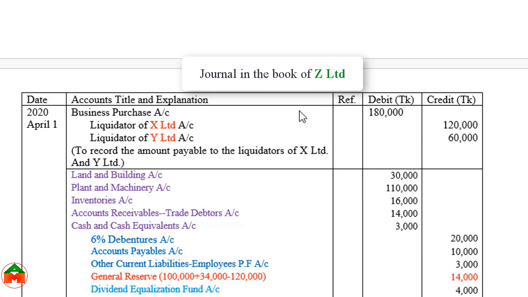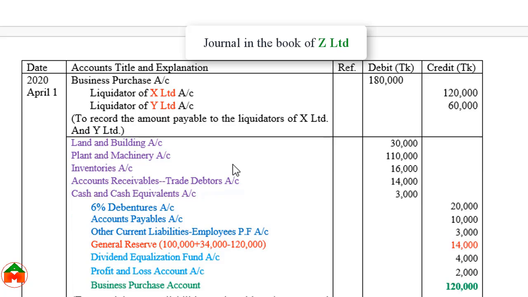So in this newly created company, by the process of amalgamation, there are 4 types of journal. In the first journal, we have to record the amalgamation. In the credit side, we will show that X and Y will be liquidated. That's why liquidator of X Company Limited with the amount of taka 1,20,000 and liquidator of Y Limited with 60,000, and the total amount is 1,80,000. That's why the debit item will be business purchase account debit 1,80,000.